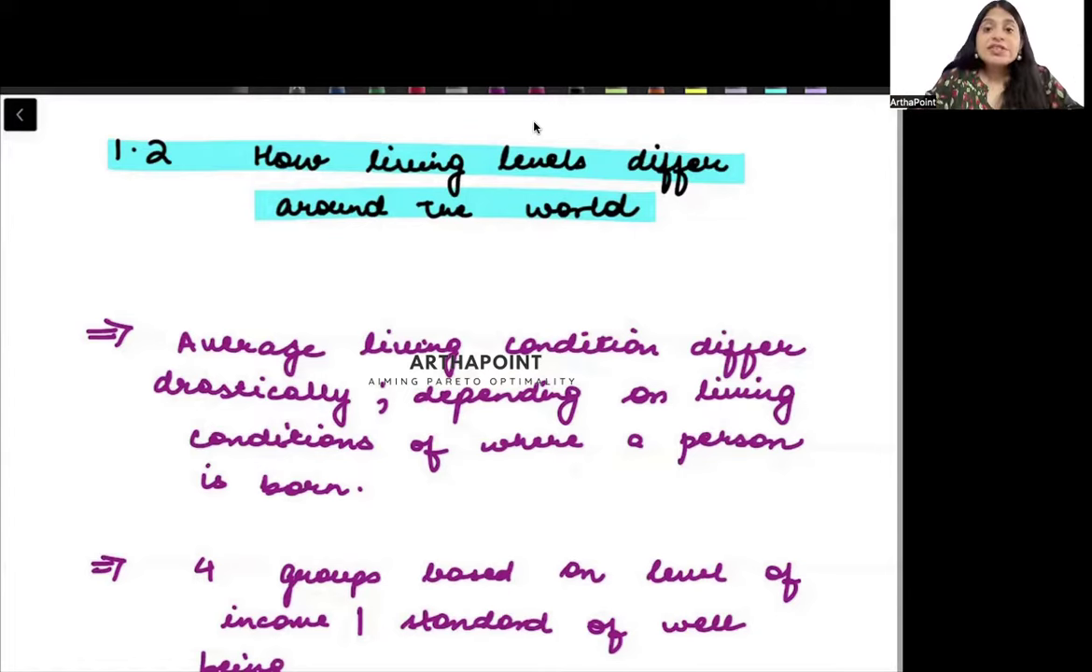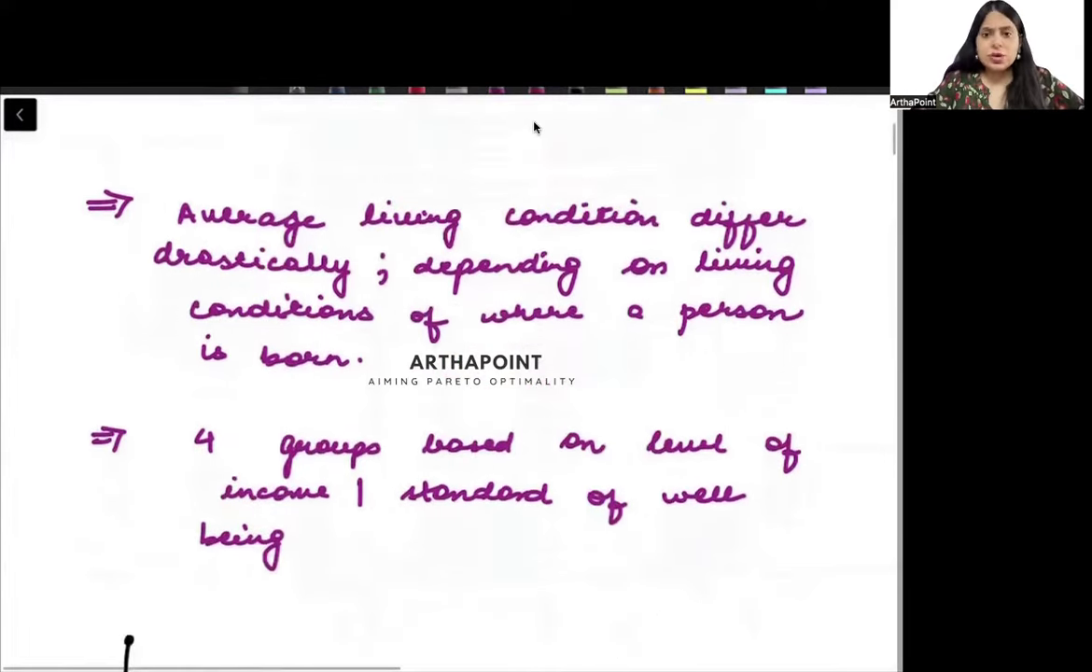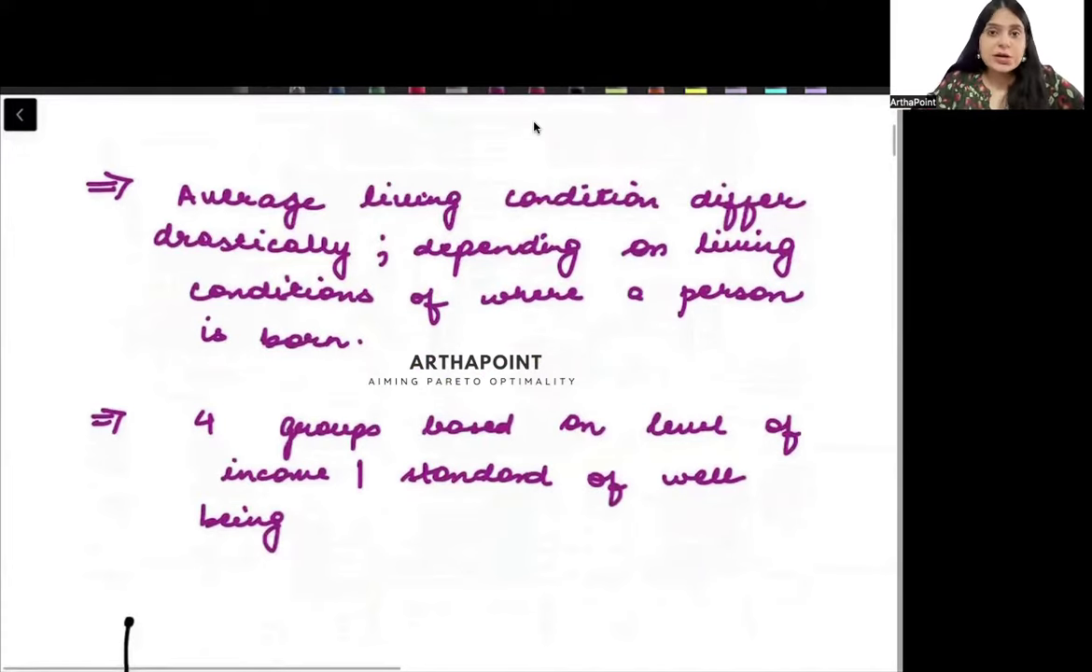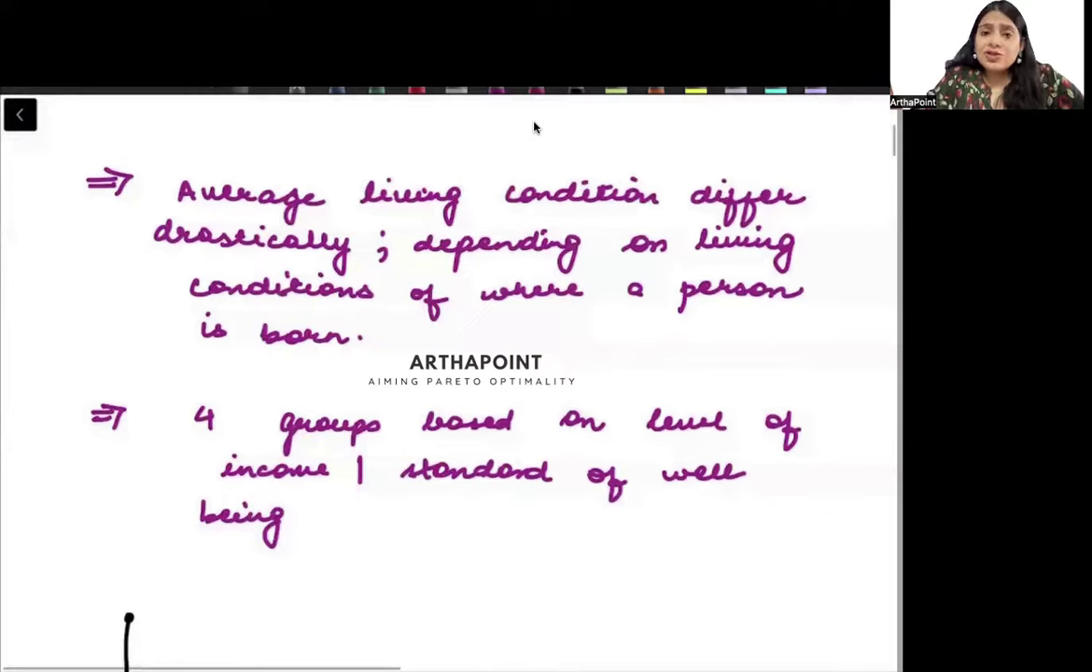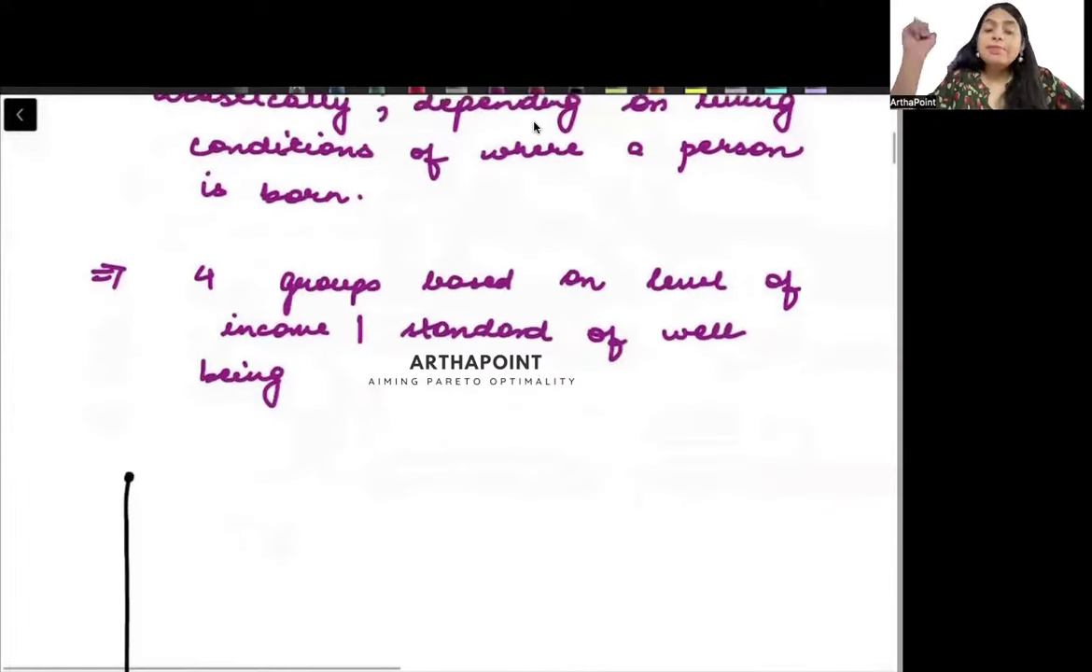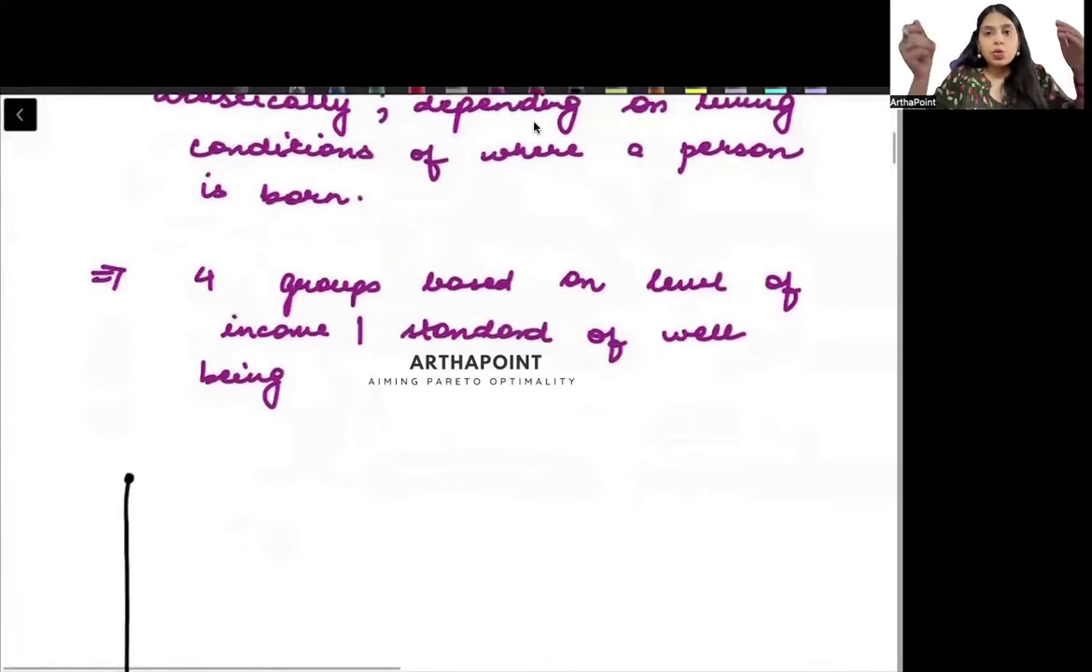So the living standards differ drastically. बहुत ज़्यादा difference है between the living standards. There are some people who are living under poverty, and there are some people who are living very lavishly. ठीक है? Based on these living standards, अगर हम लोगों को living standard के basis पे divide करना start करें, we can make 4 different groups of people. हम 4 अलग-अलग group बना सकते हैं लोगों के.